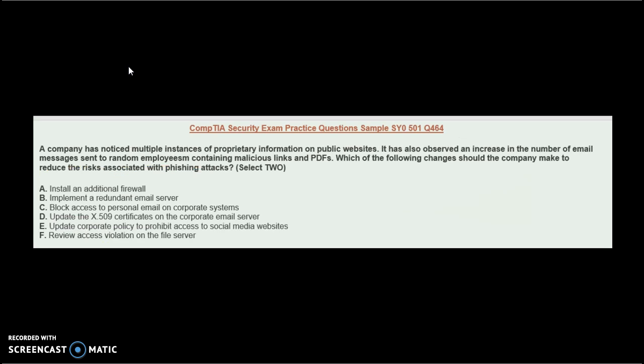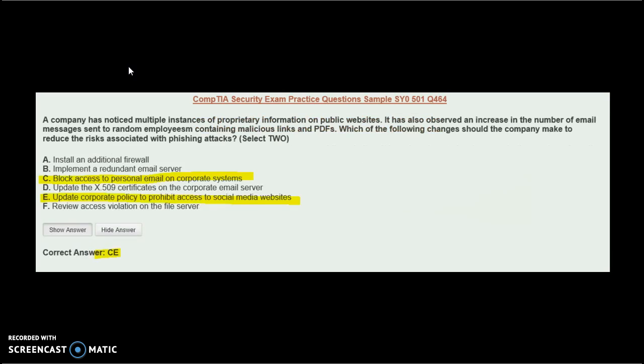The company has noticed multiple instances of proprietary information on public websites. It has also observed an increased number of email messages sent to random employees and containing malicious links and PDFs. Which of the following changes should the company make to reduce the risk associated with phishing attacks? Select 2. It's going to be block access to personal email on corporate systems. Don't be using Gmail at work, guys. And update corporate policy to prohibit access to social media websites.